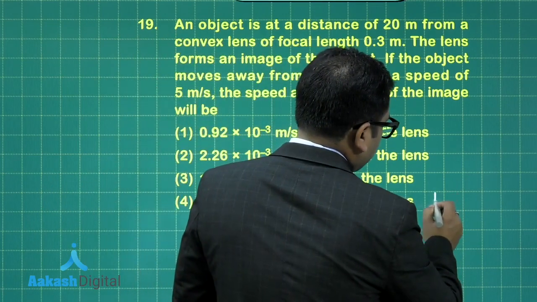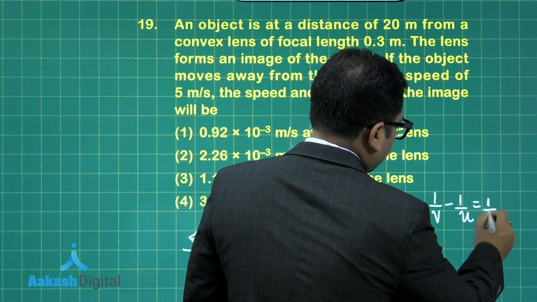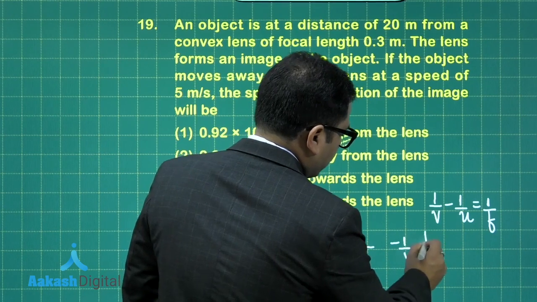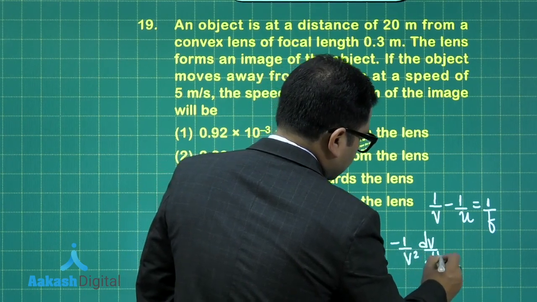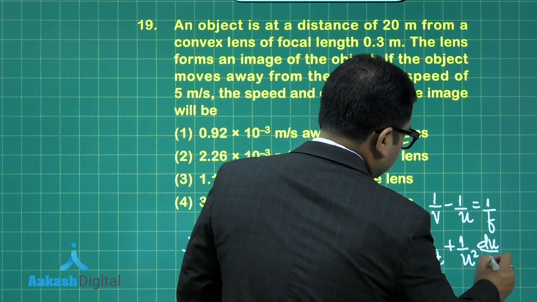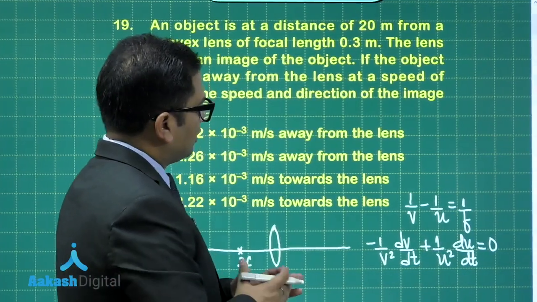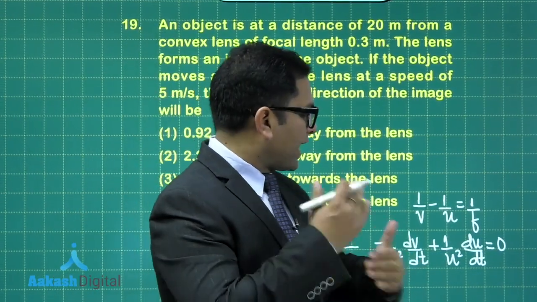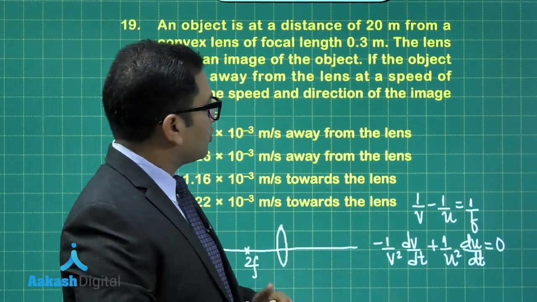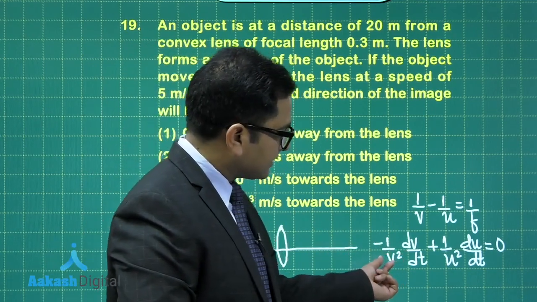Fine, what I'll do is that 1 by v minus 1 by u is 1 by f, and minus 1 by v square dv by dt plus 1 by u square du by dt is equal to 0, focal length being constant. Now it's all done. Just one more additional step you need to do, that for this given instant, when the object distance is at 20 meter, you need to calculate the image distance.